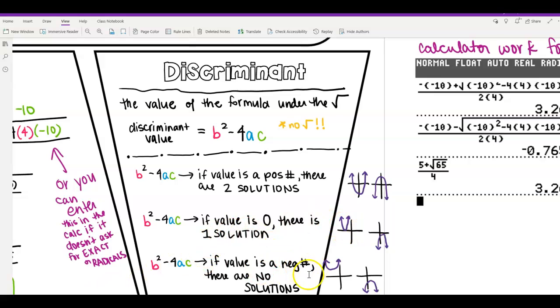And if your value is a negative number, then there are no solutions, and that means your graph never crosses the x-axis. Okay, so again, discriminant value is to find the number amount when you type in just b squared minus 4ac, no square root, and then that number amount will tell you how many solutions based on what kind of number it is. So positive number is 2, 0 is 1, and negative number is no solution.